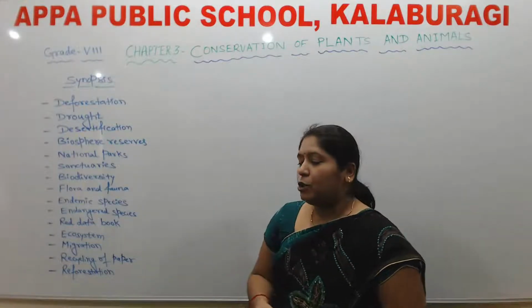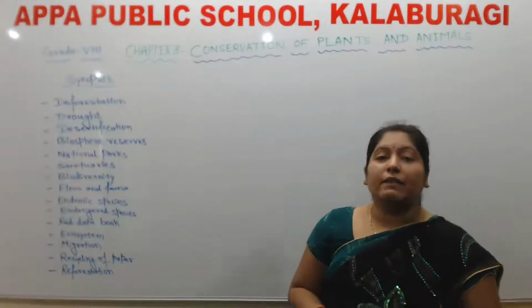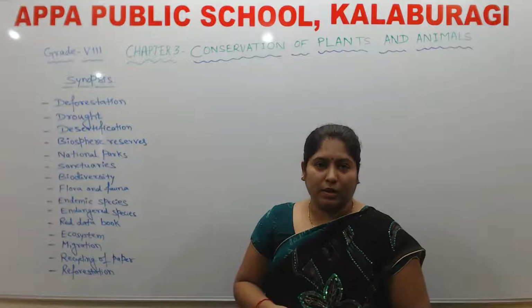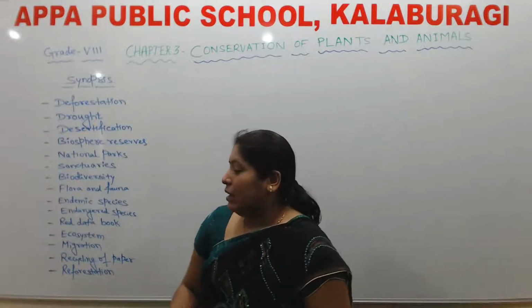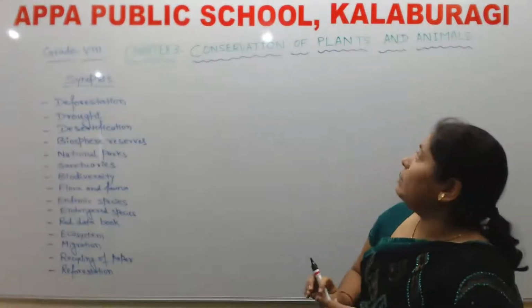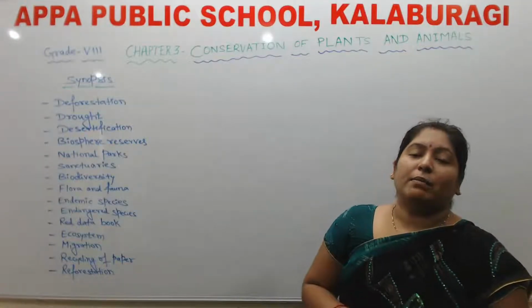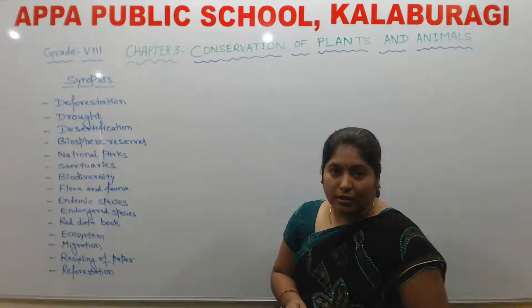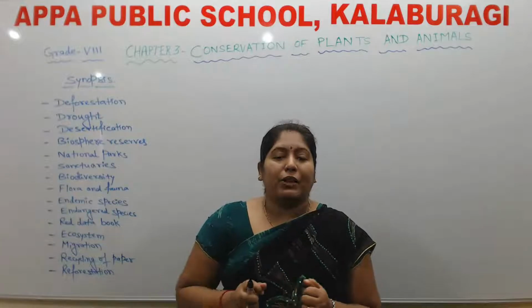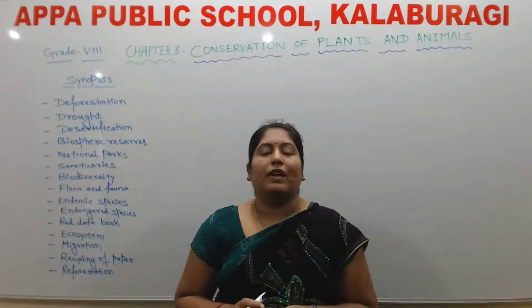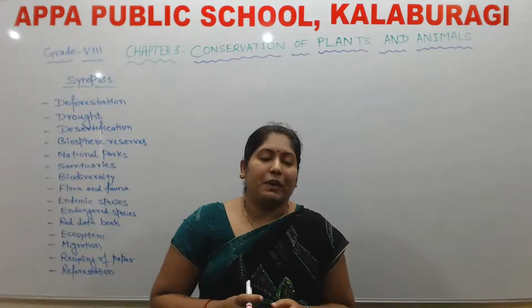So first of all, we should know why we have to go for conservation of plants and animals. What is necessary to conserve them? It is very important to conserve plants and animals, especially those which are under threat or endangered. If we do not conserve, preserve, and protect them, then definitely those plants and animals will become extinct species.